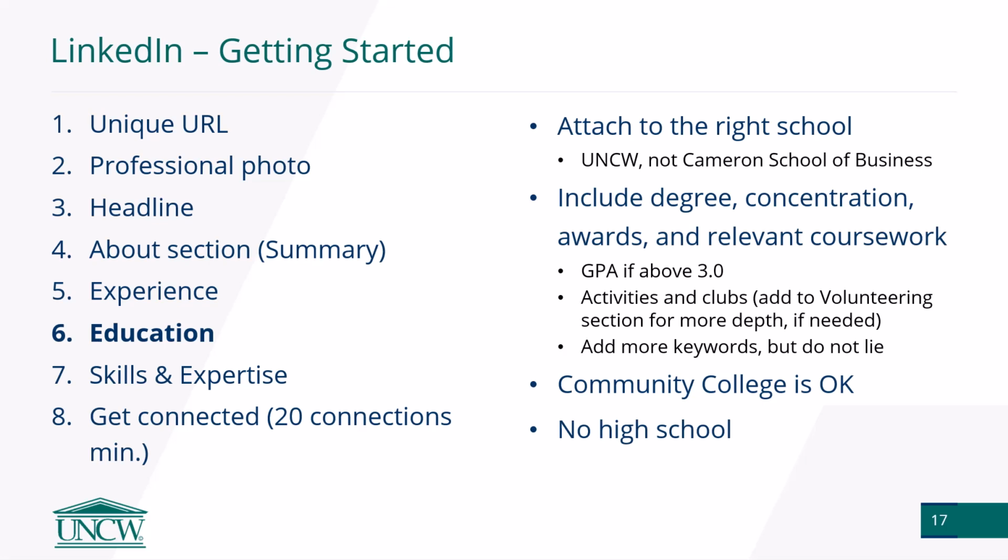Also include your degree and your concentration, not just that you're business administration. That's too general, unless that is just your general degree. If you have a business administration degree with a focus in economics, make sure you show the economics. Add awards that you've received, dean's list, and things like that. Add relevant coursework if you're at that point in your academic career. Also show your GPA, activities in clubs. You can move this to the volunteer section if you like. And then again, add more keywords as you're describing all of this.